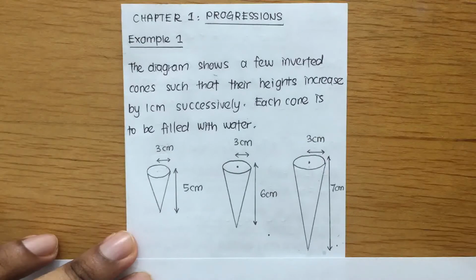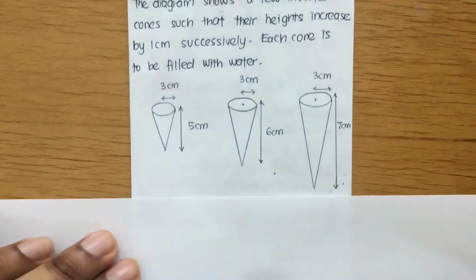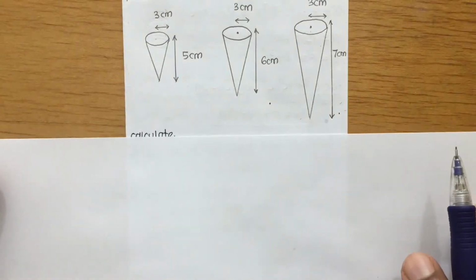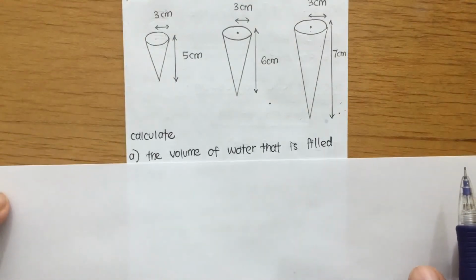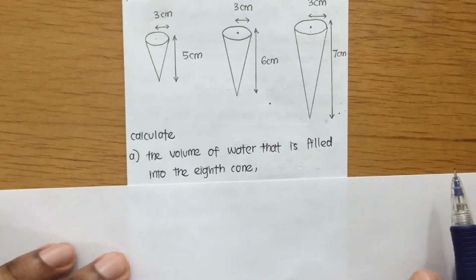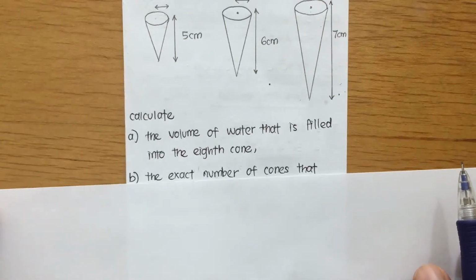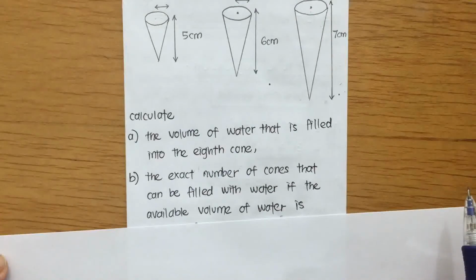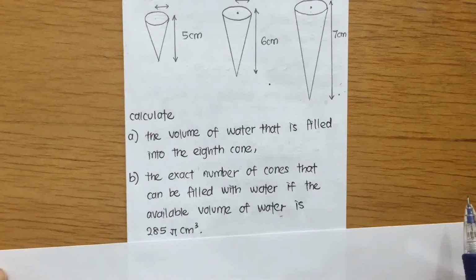Continue to read the remaining question. Let me pull the paper up. The question asks to calculate the volume of water that is filled into the 8th cone. For part B, find the exact number of cones that can be filled with water if the available volume of water is 285 pi centimeter cube.